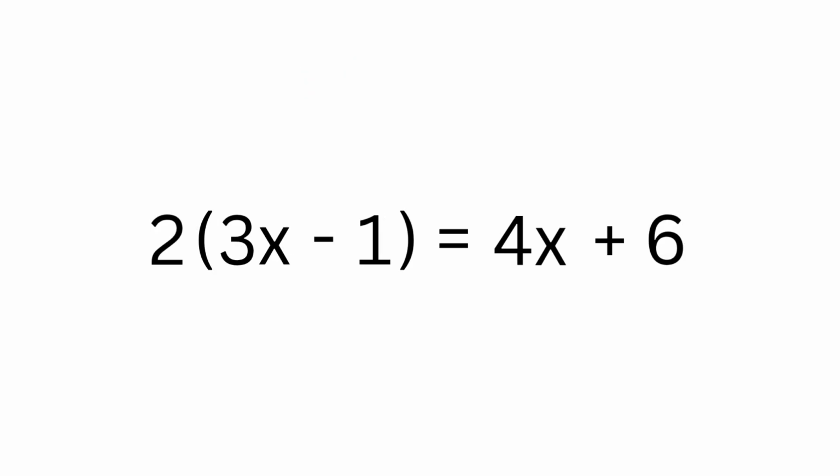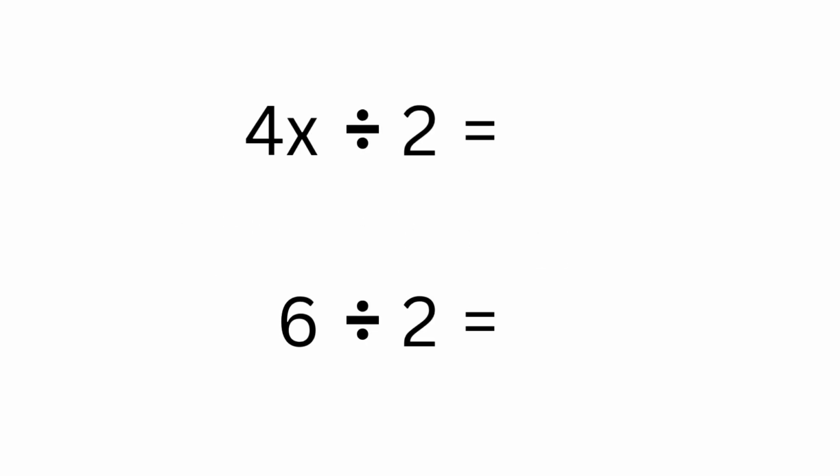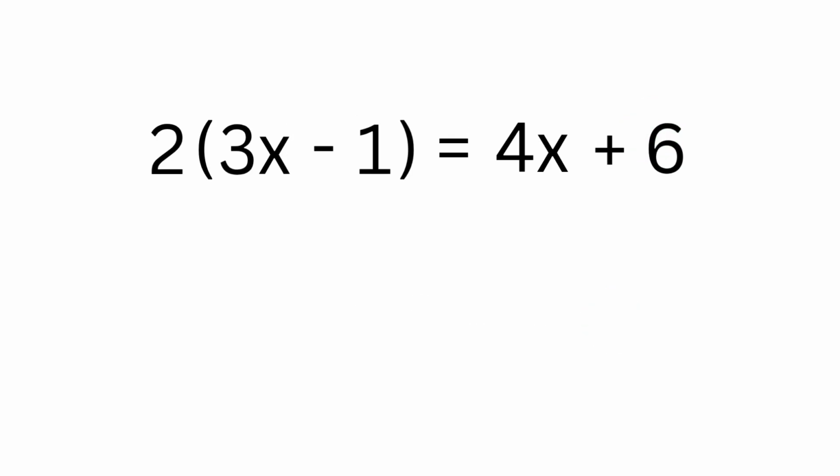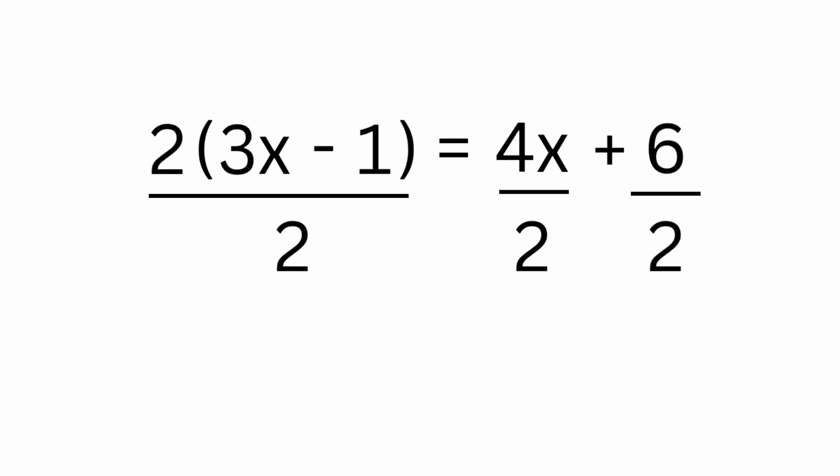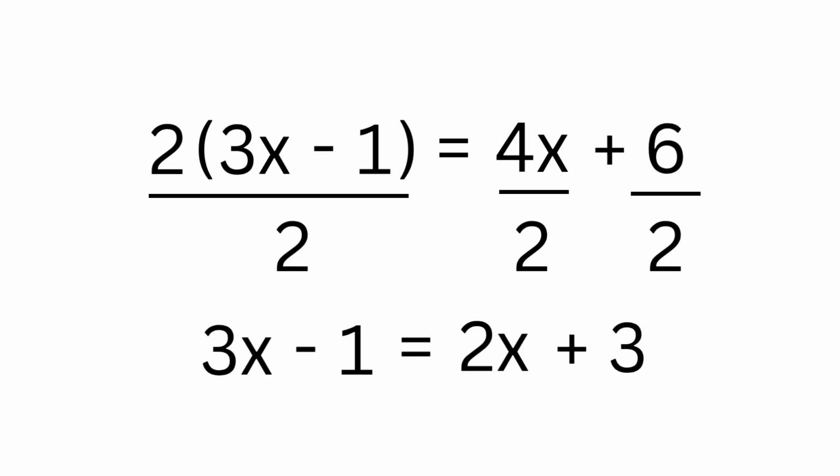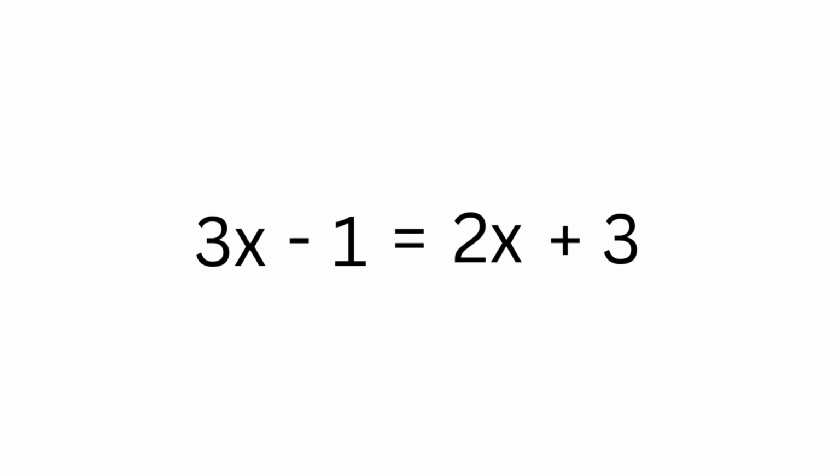Now look at the second equation. 2 times open parenthesis 3x minus 1 close parenthesis equals 4x plus 6. Before you distribute, check the other side. Does the outside number divide evenly into every term over there? 2 goes into 4x twice and 2 goes into 6 three times. Because the numbers fit perfectly, you can divide both sides by 2 right at the start. The parentheses vanish instantly, the 4x becomes 2x, and the 6 becomes 3, leaving you with 3x minus 1 equals 2x plus 3 without doing a single multiplication step.